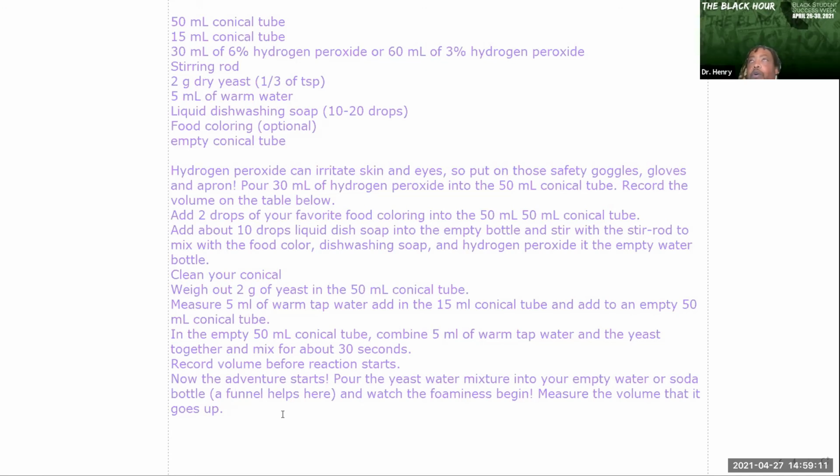Yeah, well, you want to mark where you started from and you mark where you end. And so what you'll do is put water up to that point, and then you just pour that volume into your conical tube to calculate your total volume.